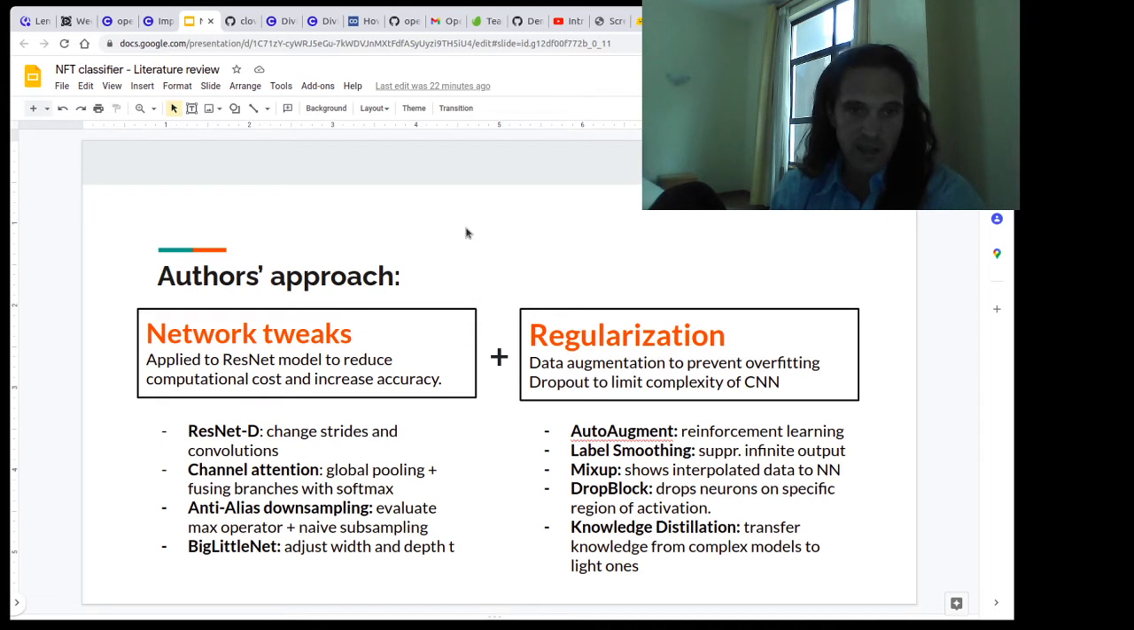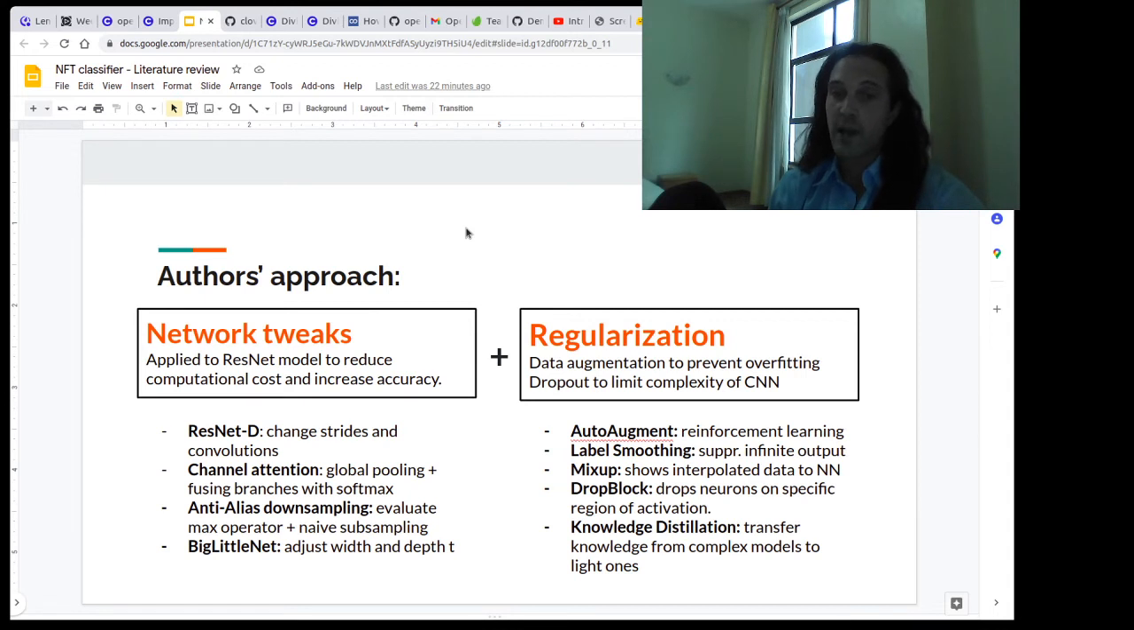So the ResNet D changes strides and convolution of the network. The channel attention consists of global pooling and fusing branches with softmax. Anti-alias downsampling is evaluating max operator and naive subsampling. And big little nets adjust widths and depths of the neural network. All these to reduce computational cost and increase accuracy.